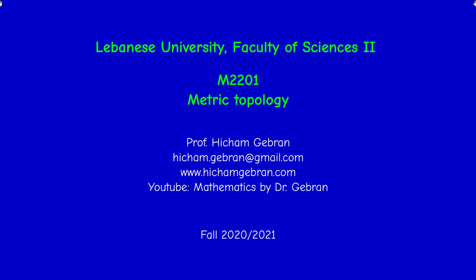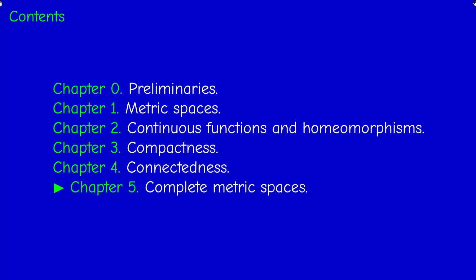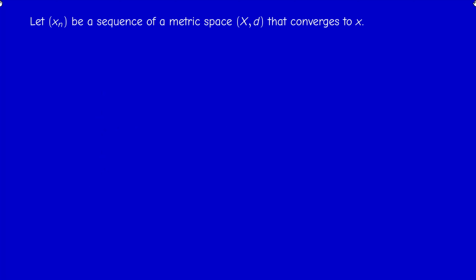Welcome back. In this video, we are going to cover the last chapter of this course about complete metric spaces. This is a very short chapter. So let us start by defining completeness. In order to define completeness, we need to define the notion of a Cauchy sequence.